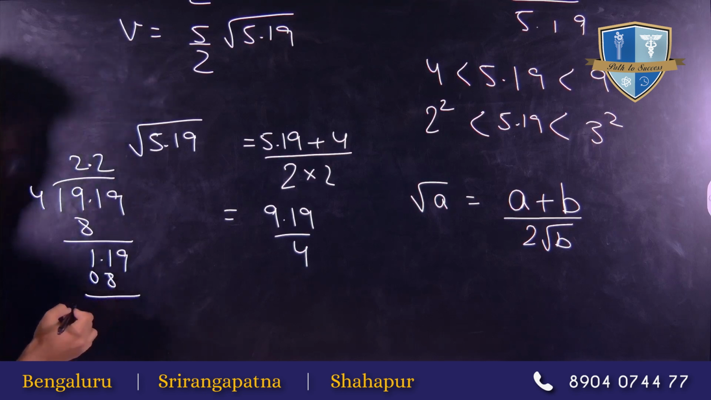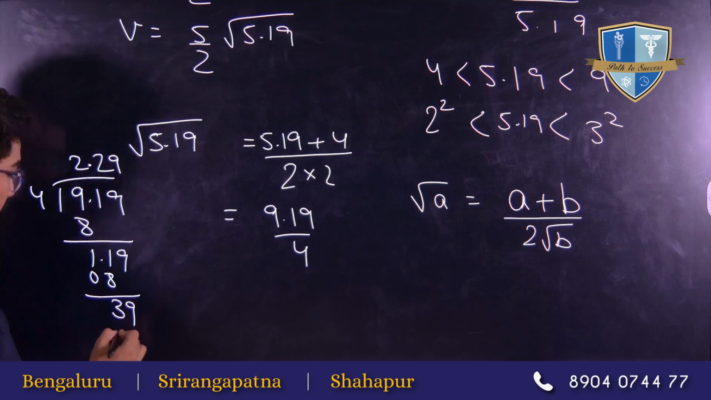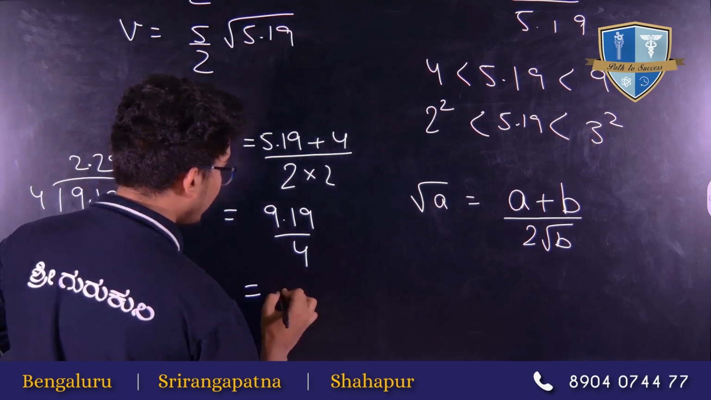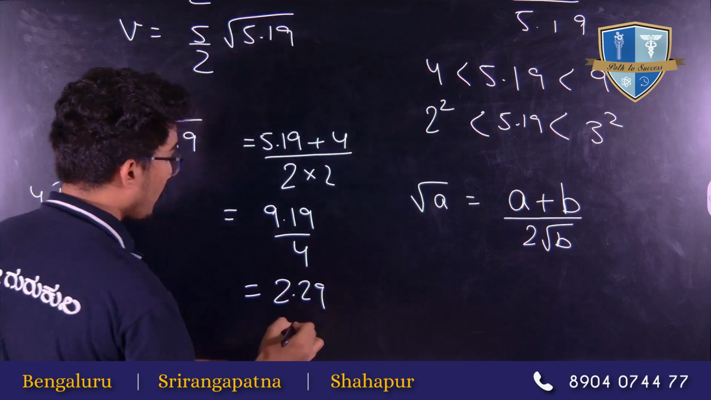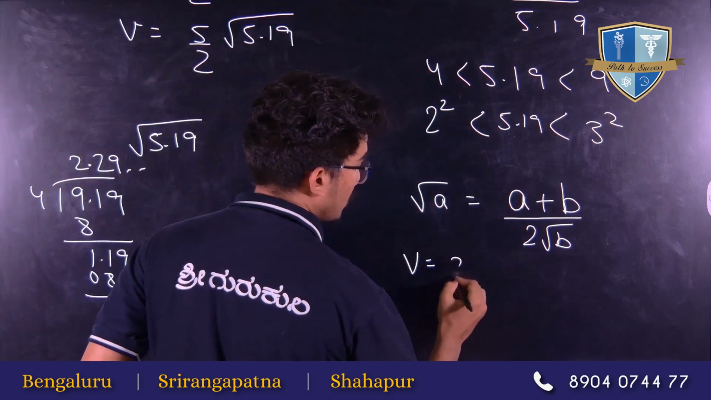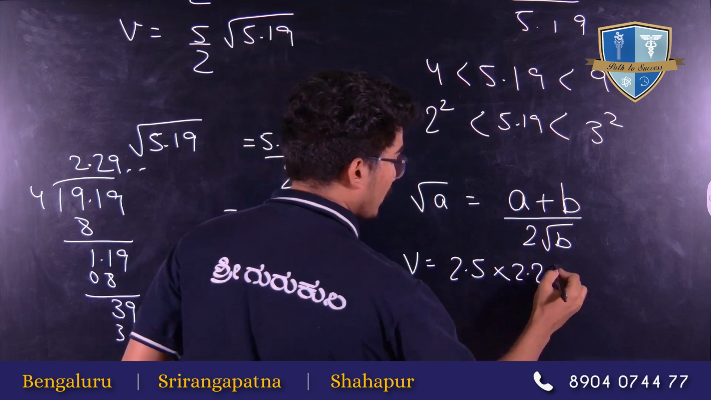So here after subtracting, how much are we getting? 3, 9, and 4 9s are 36 and so on. So 2.29. This will give us the answer 2.29, and 2.29 into 2.5 will give us our final answer. So v is equal to 2.5 into 2.29. Let's do that.